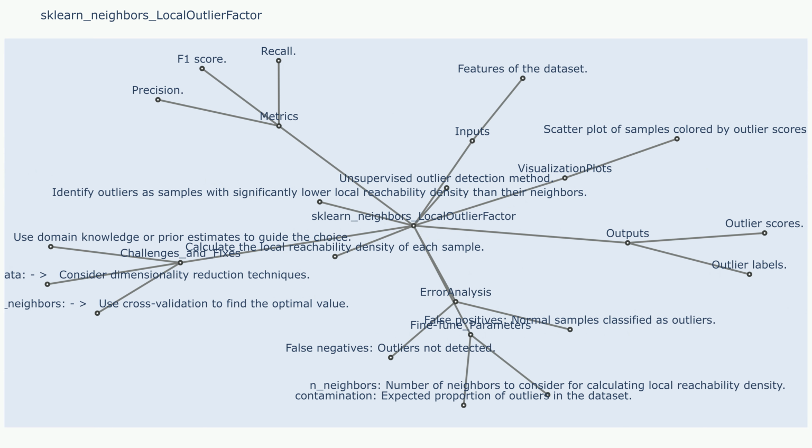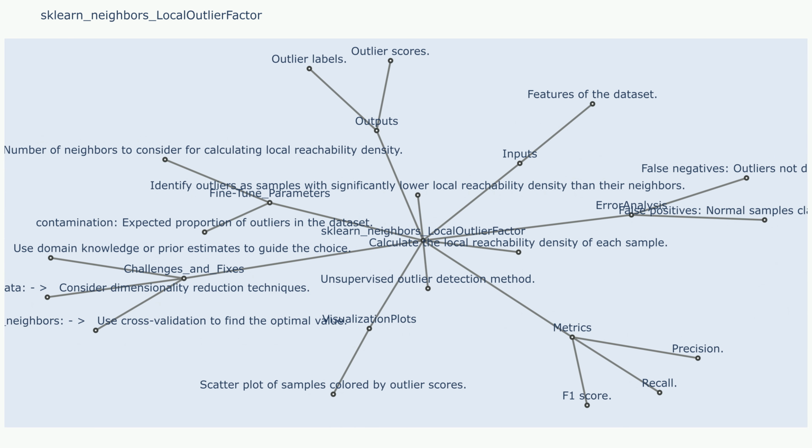Uncertainty methods: Confidence interval computing. A confidence interval for the LOF scores can provide insights into the uncertainty in the outlier identification. Sensitivity analysis: varying the n_neighbors parameter and observing the changes in the LOF scores can reveal the sensitivity of the results to neighborhood size.